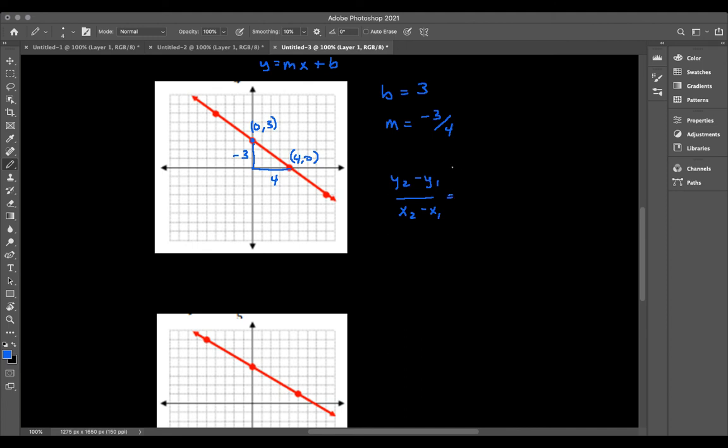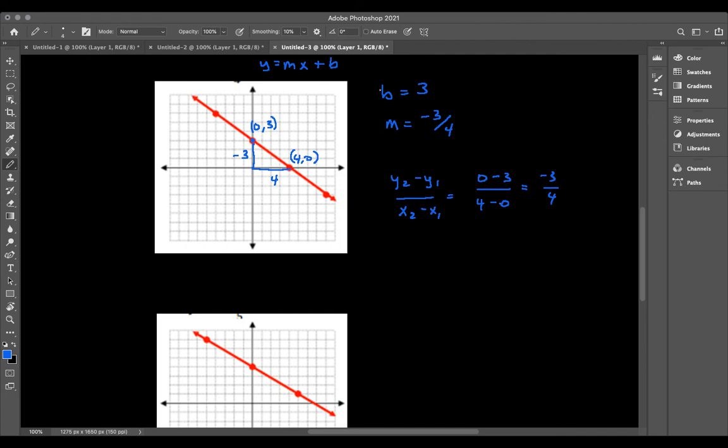If you just remember back to what we've talked about before, it would be 0, 3 over 4, 0. And that would give us negative 3 over 4, the same thing that we got over there. So again, like I said, you could do it that way. It really doesn't matter, whichever way fits you best.